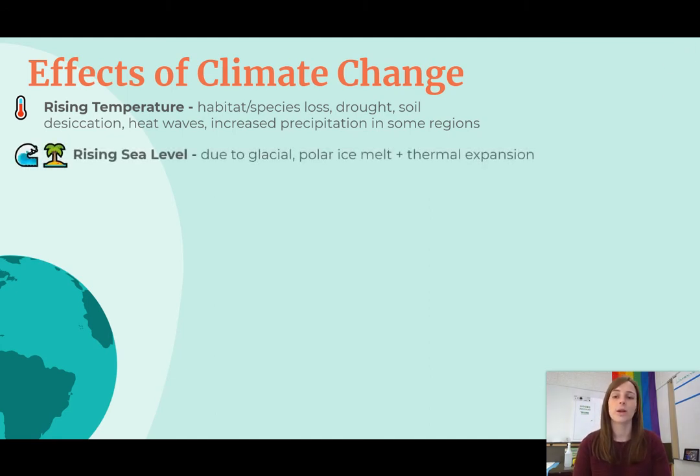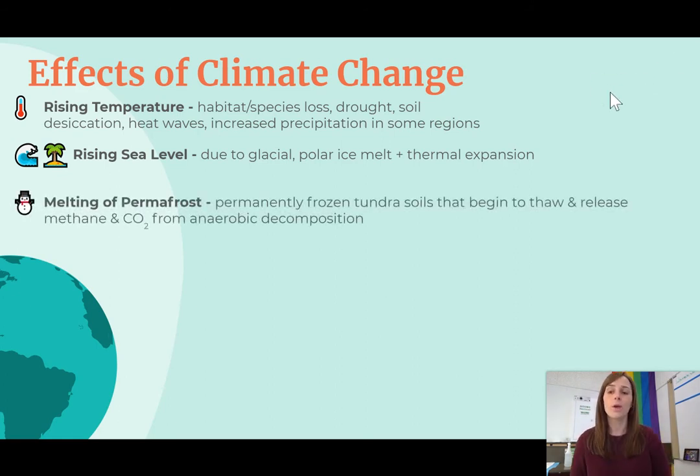We are also going to get rising sea levels as our glacier and polar ice melts and as we get thermal expansion of our water. You're going to have higher levels, which is going to lead to things like flooding. We also have melting of the permafrost. Remember that permafrost is that frozen tundra soil in the tundra regions. As that begins to thaw, it is going to release trapped methane and carbon dioxide from anaerobic decomposition, which is going to add even more greenhouse gases to our climate, which is going to also cause the temperatures, more positive feedback loops.